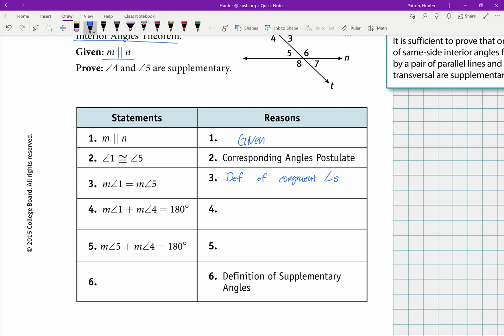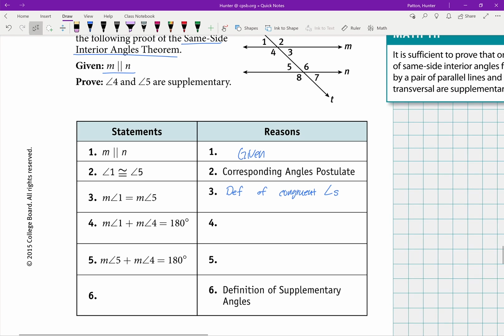All right, I can't see where to go from here. What I can see is that angle 1 and angle 4 are supplementary, and actually, to be specific, they are a linear pair. We've talked about linear pairs before, and there's a postulate that tells us that if two angles are a linear pair, then they are supplementary, meaning that they add up to 180 degrees. So, measure of angle 1 plus the measure of angle 4 equals 180. That's by the linear pair postulate.